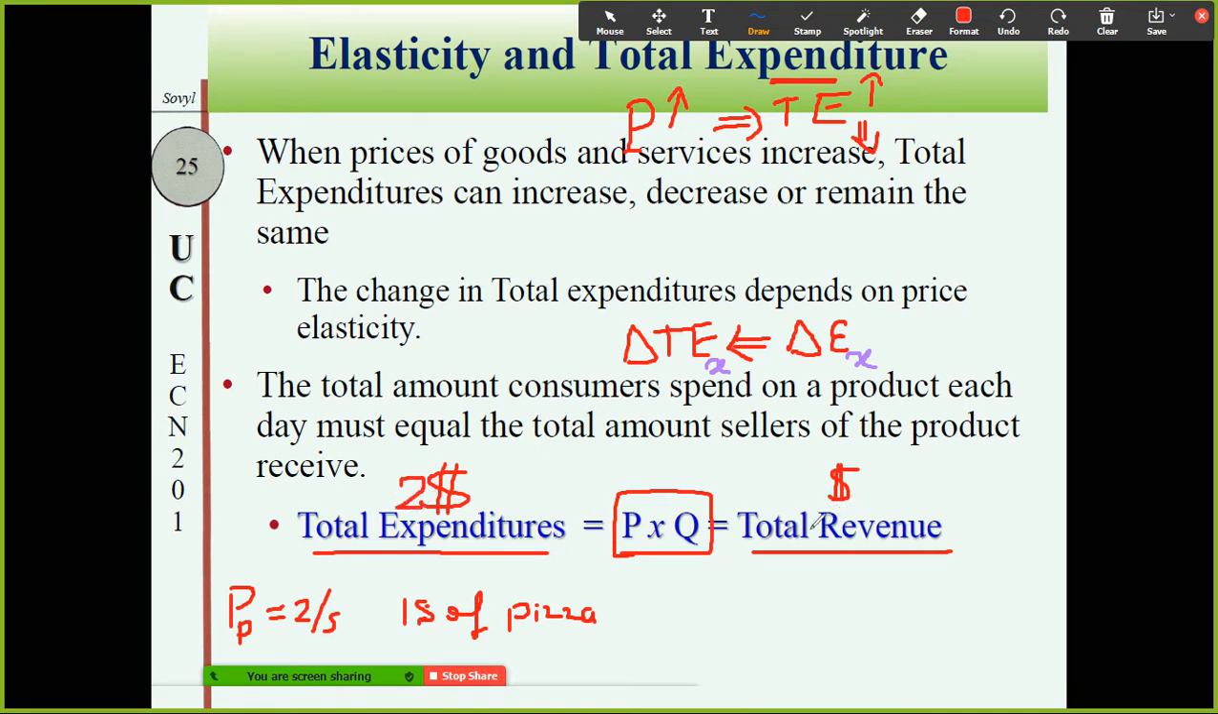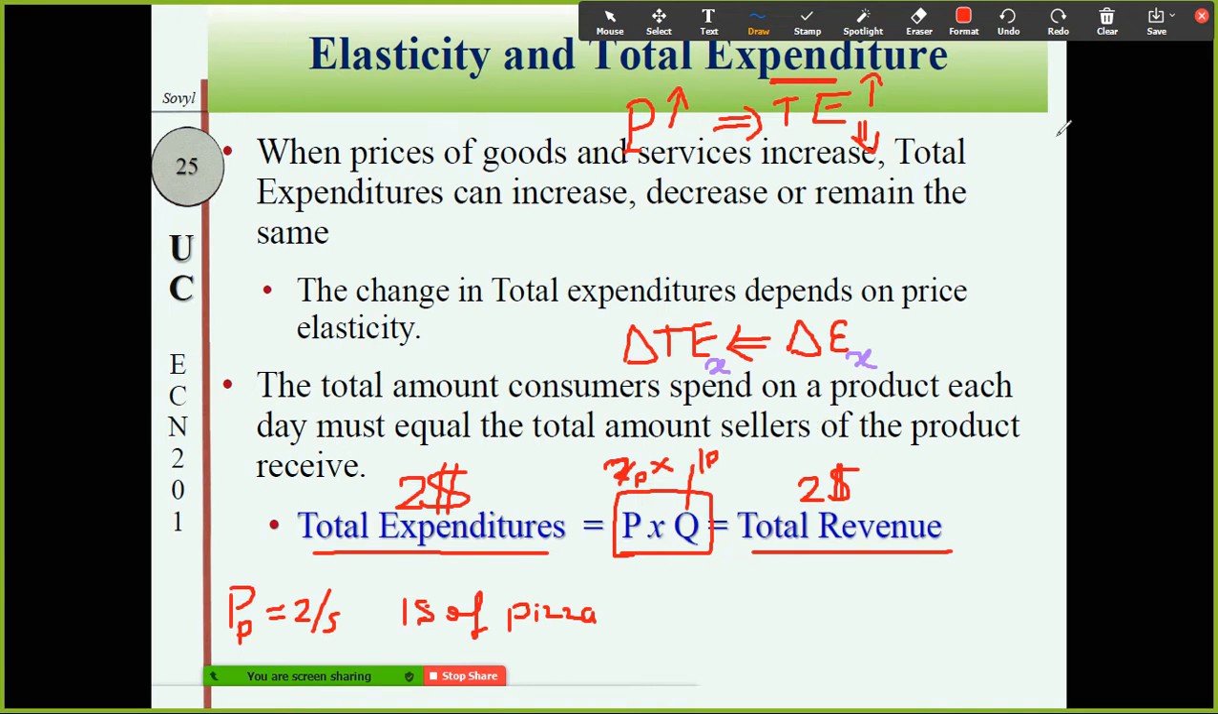The pizza seller will receive $2 from Mr. A. But the reason why Mr. A must spend $2 to buy one slice of pizza is because he buys one unit and the price is $2 per unit. That's why he must spend $2. If Mr. A as a buyer spends $2, sellers must receive $2. But why $2? Because the slice of pizza, total one slice of pizza, has a market value of $2.